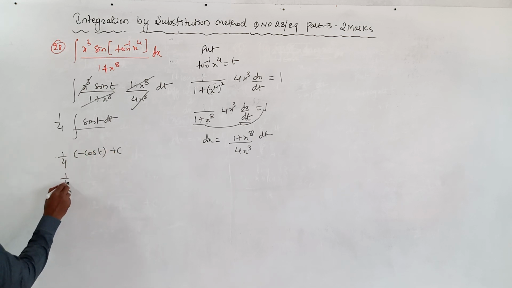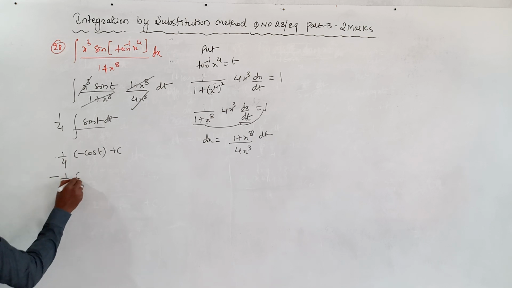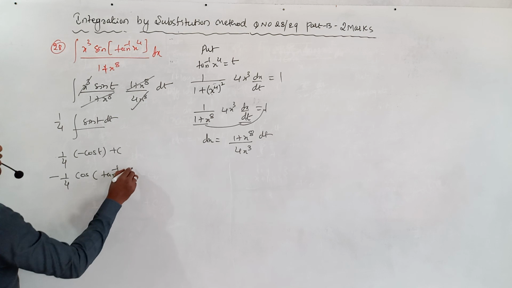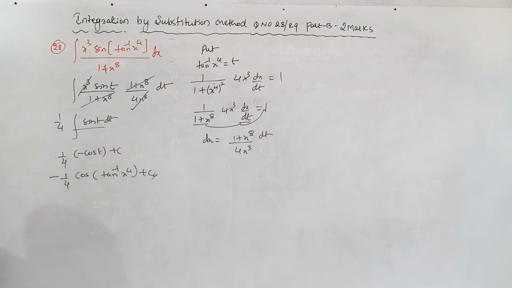Yes, 1 by 4, minus sign outside, cos, what is the value of t? Tan inverse of x raised to 4, plus c. This is the final answer.